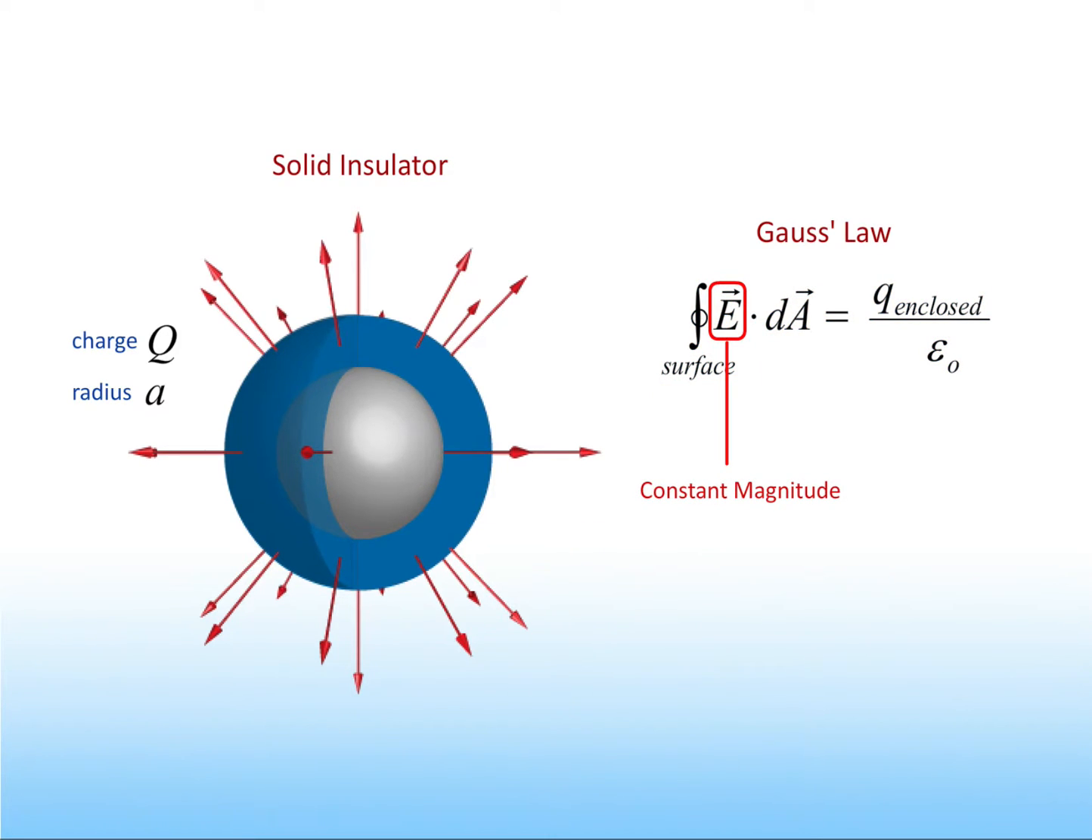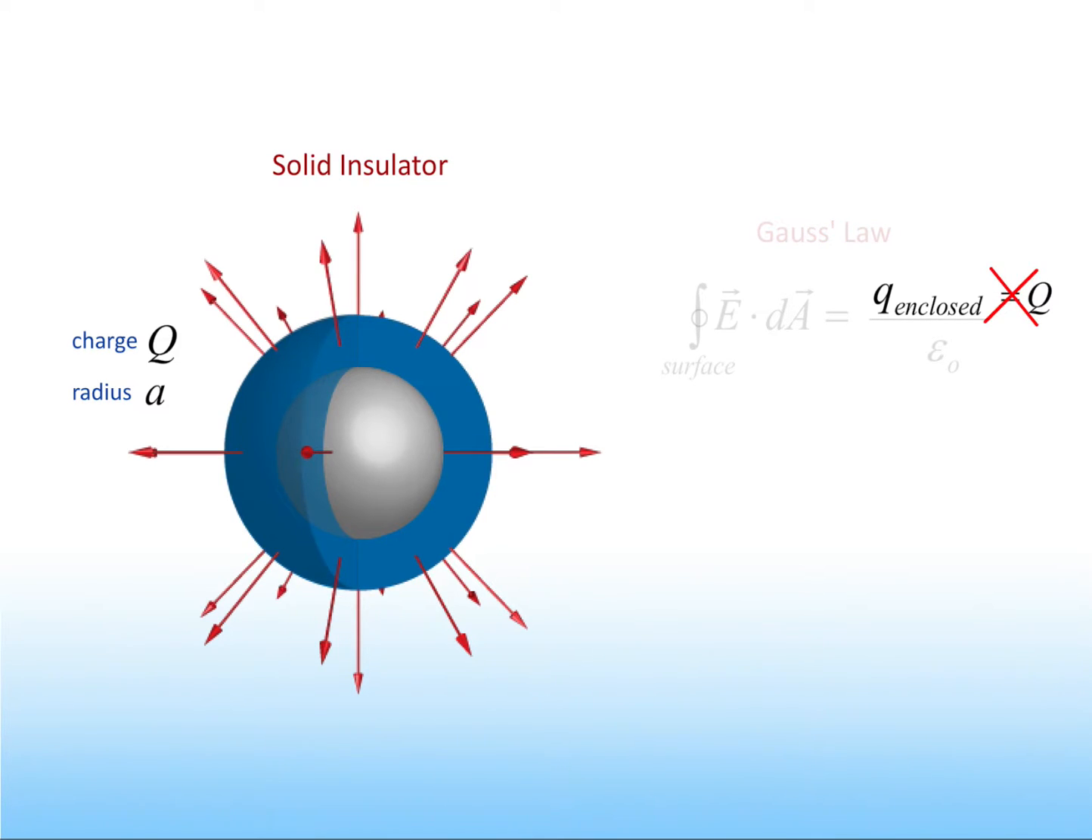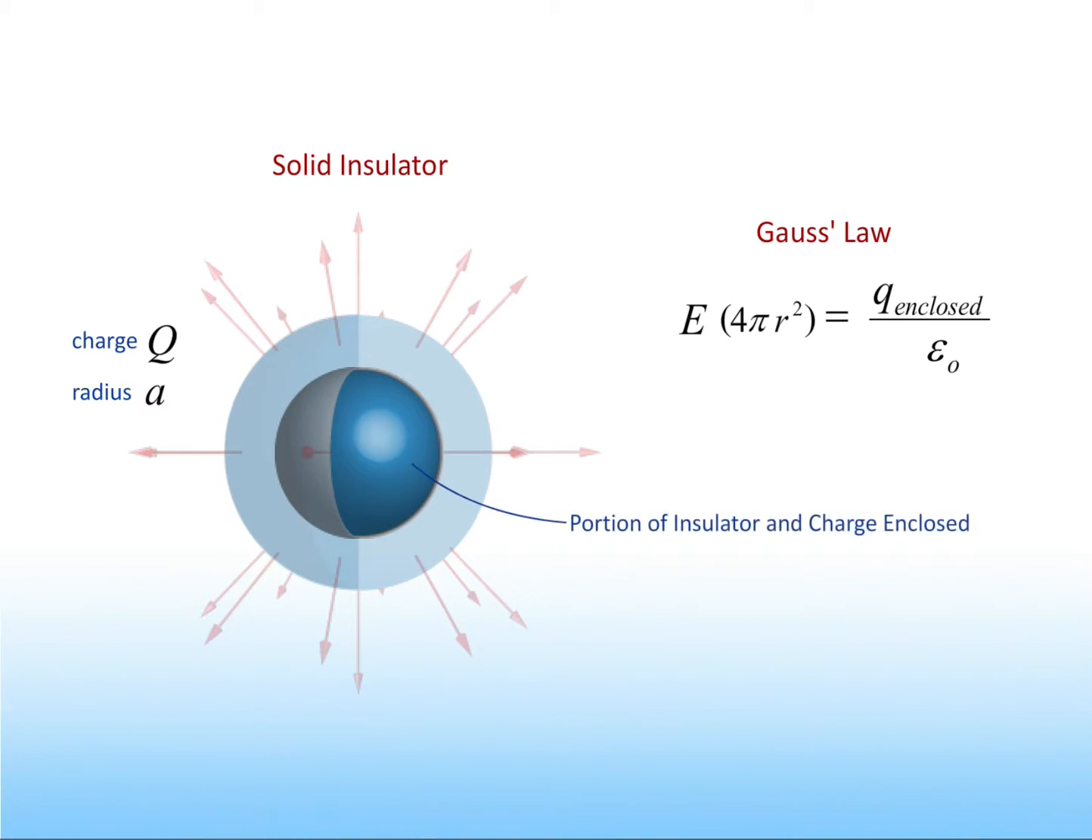same value at all points on the spherical surface, and the direction of the field must be perpendicular to this Gaussian surface everywhere. The only change to our calculation is that the charge enclosed by the Gaussian surface is no longer the total charge of the insulator, i.e., the integral of E dot dA is still equal to the product of the field and the cross-sectional area, but the charge enclosed by the sphere of radius r is now less than the total charge q.